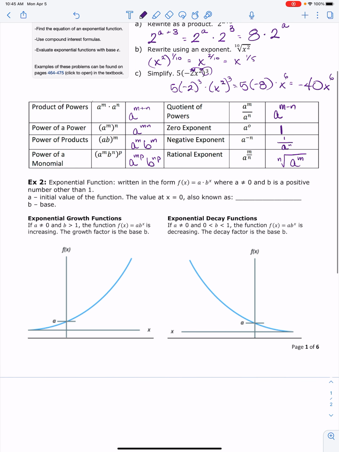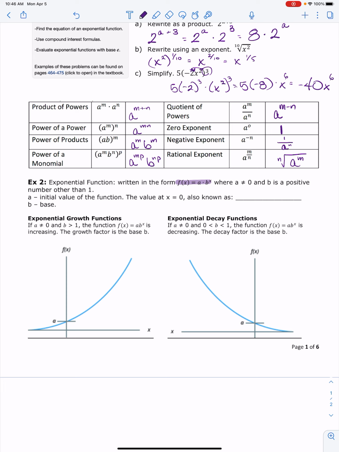Example 2 here, our exponential functions. We are going to write in the form a times b to the x. A cannot be 0, otherwise this is just 0 everywhere, and that's boring. B has to be a positive number. The base has to be a positive number. A is our initial value.